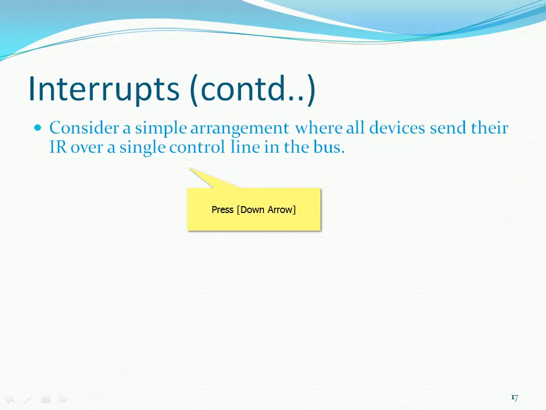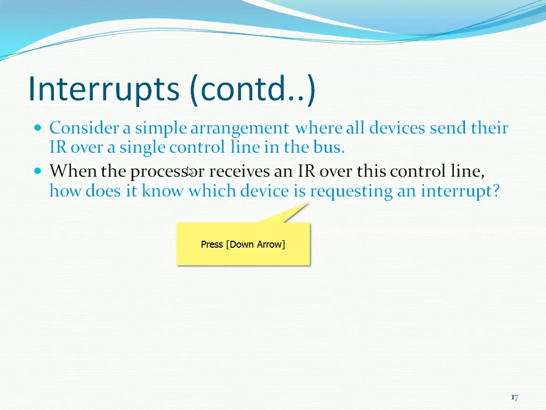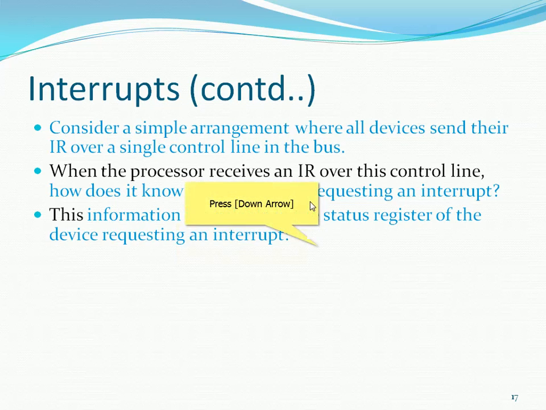Consider a simple arrangement where all devices send their interrupt requests over a single control line in the bus. When the processor receives an interrupt request over that control line, how does it know which device is requesting an interrupt? This information is available in the status register for the device requesting an interrupt. There is a status register of 8 bits or 16 bits. For example, the 0th bit is the 0th device and the first bit is the first device's status. Like that, there is a status register.